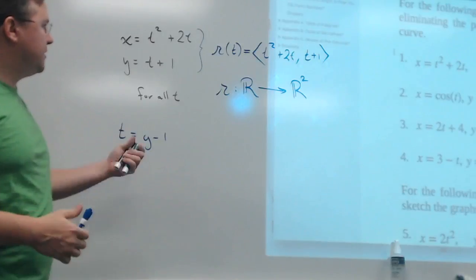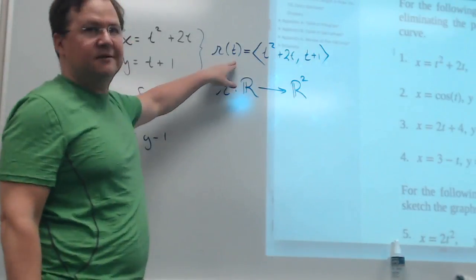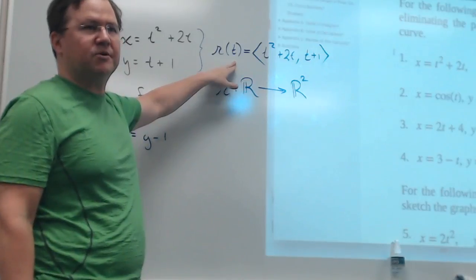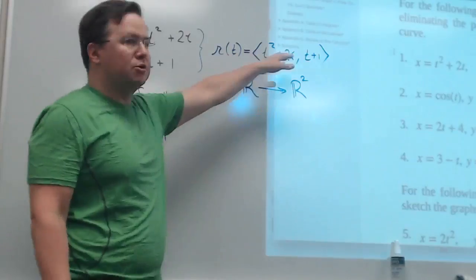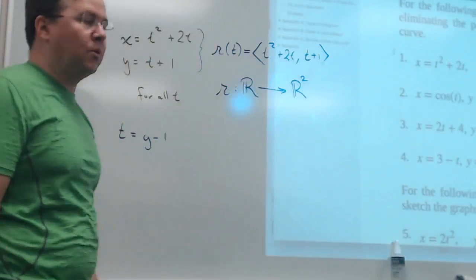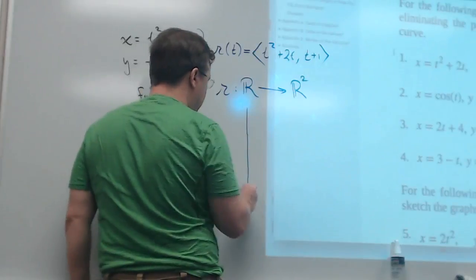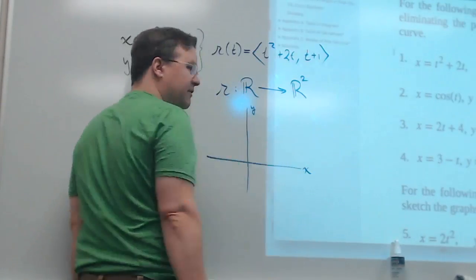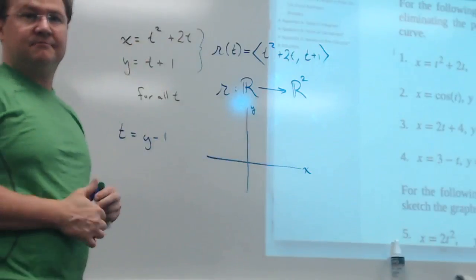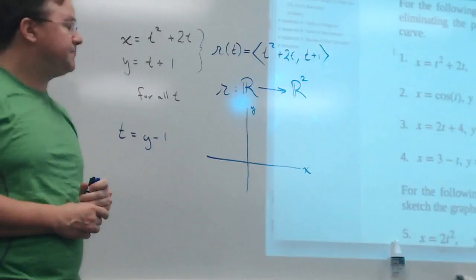In this case, I think the parameter is the domain. It's easier for me to describe what the parameter is in this context. The parameter is what's determining the x and the y. And when I graph it, I have an x-axis and a y-axis, but I have no t-axis. So the parameter is not shown on the graph.